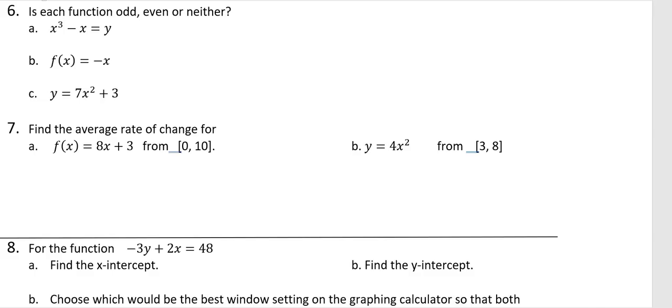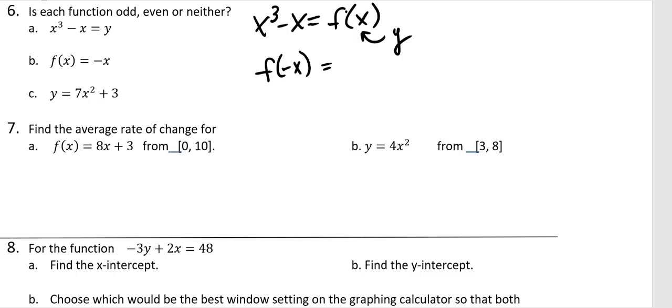Number 6 wants us to look at these functions and decide if they're even, odd, or neither. So let's look at function number A, letter A. So we can rewrite this as x cubed minus x is equal to f of x, because we know this is another name for y, okay? Now let's figure out what would f at negative x be. In other words, everywhere there's an x, we're going to put a negative x. Okay, so I replaced in my equation, everywhere there was an x, I put a negative x.